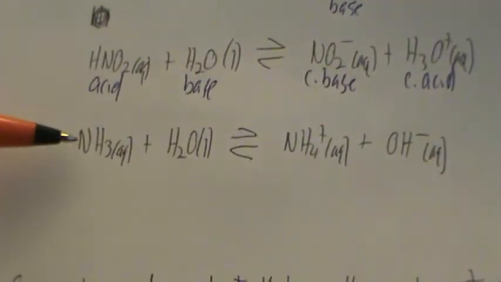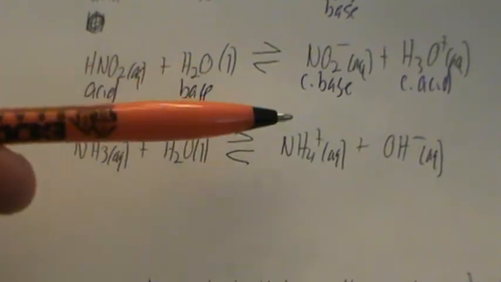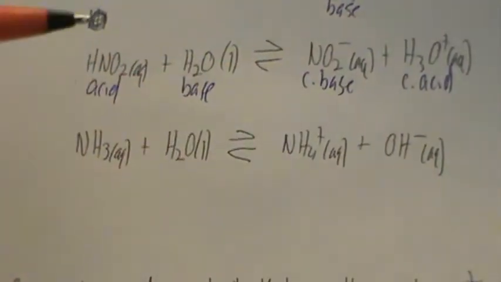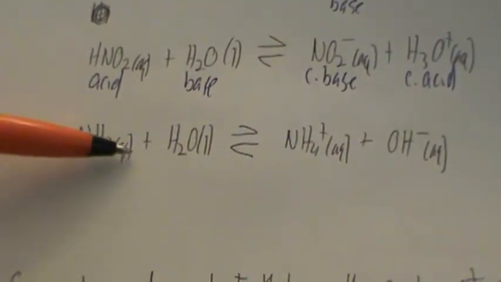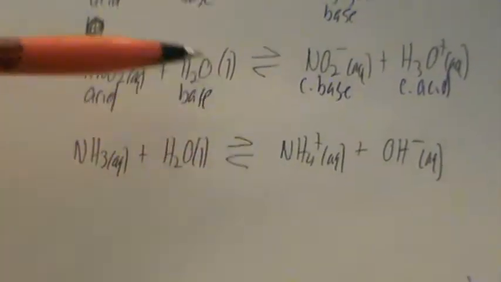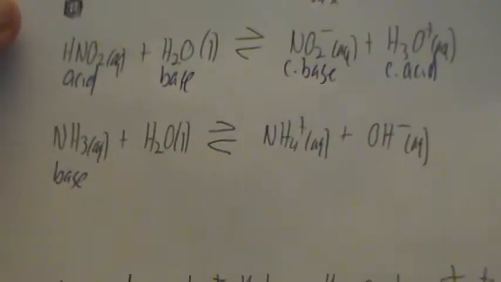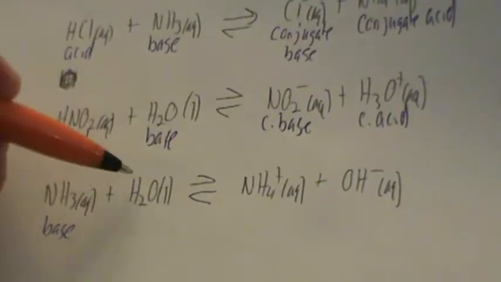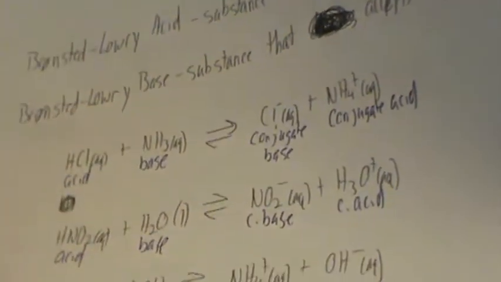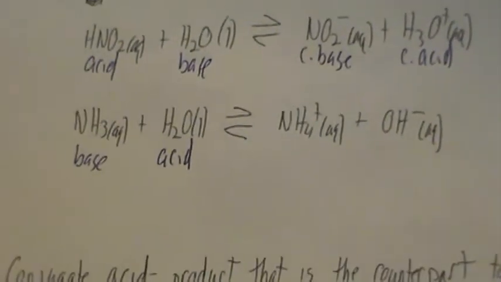Now let's look at this one. We have ammonia reacting with water to give us ammonium ion and hydroxide. So the ammonia goes to NH4 plus, ammonium. This is our base. Water goes from H2O to hydroxide, so it is our acid. Since the ammonia was the base, the ammonium is our conjugate acid, and the water was our acid, so the hydroxide is our conjugate base.